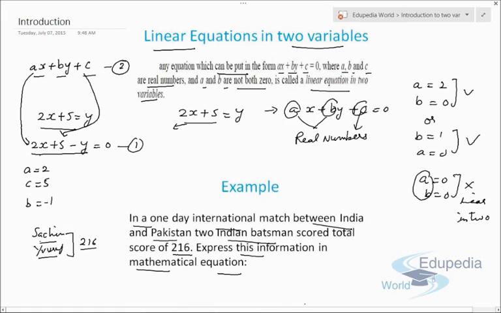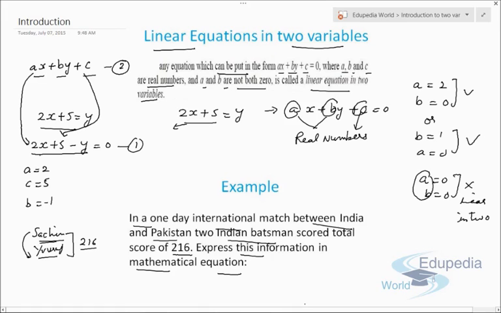So we have two unknown pieces of information. We have two batsmen, and we know that both the batsmen scored a total of 216, but we don't know how much each scored, like how much Sachin scored or how much Yuvraj. But we know the total of both the batsmen. So we have two unknown scores, that is, the score of each batsman. This means we have two unknown pieces of information.